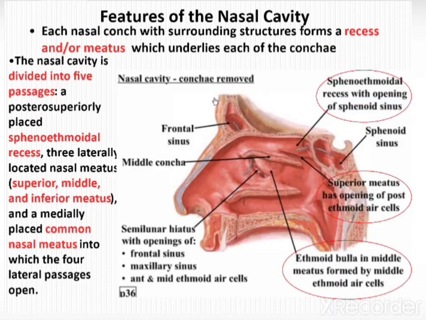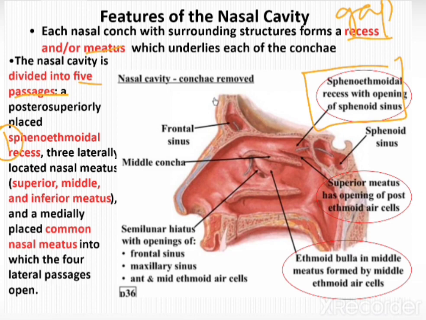Each nasal concha with surrounding structures forms a recess or a meatus. A recess is a gap. Such recesses or meatuses are present under each of the superior, middle, and inferior conchae. The nasal cavity is divided into five passages or five recesses. The first is the sphenoethmoidal recess, which is present supero-posteriorly.